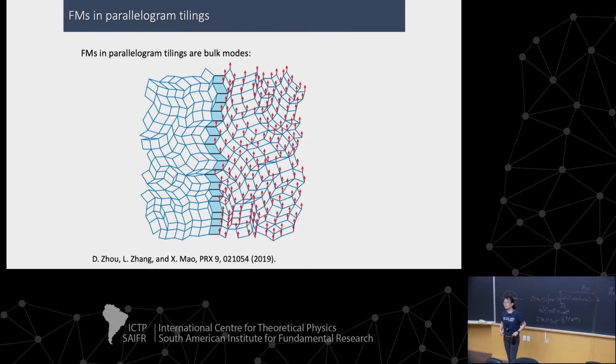For parallelogram tilings, you can always identify these kinds of strips by following the parallel edges. Then you can construct zero modes from that, because I can shift the right-hand side relative to the left-hand side. As long as the displacements are all the same on this side and perpendicular to these parallel edges, it's a perfect zero mode. Any questions here? Again, as you can see, it's totally a bulk mode. There's no decay from the edge to the bulk.